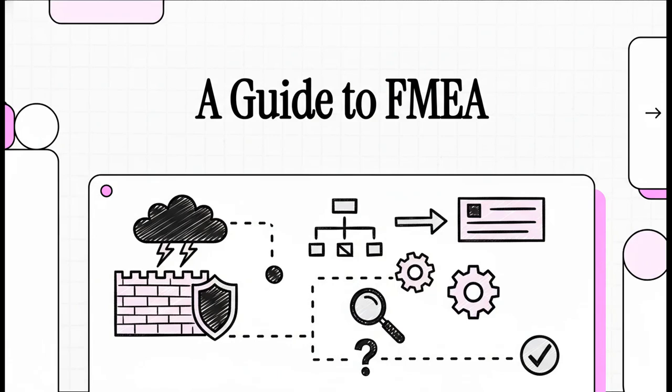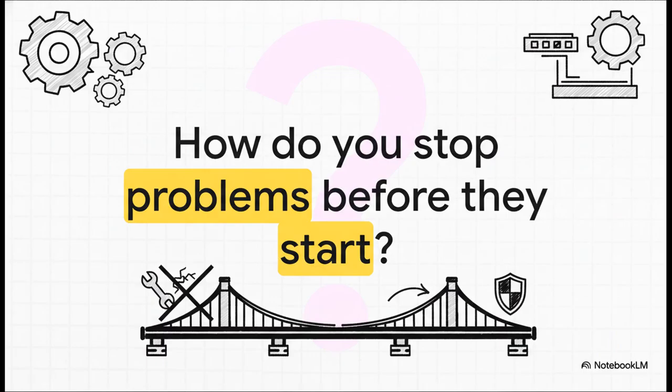Hey everyone, and welcome. Today we're diving into a powerful strategic tool that places like NASA and top-tier car manufacturers use to answer one huge question. How do you stop a disaster before it even has a chance to start? This isn't about crisis management, nope. It's about systematically designing failure right out of the equation from the very beginning. Let's get into it.